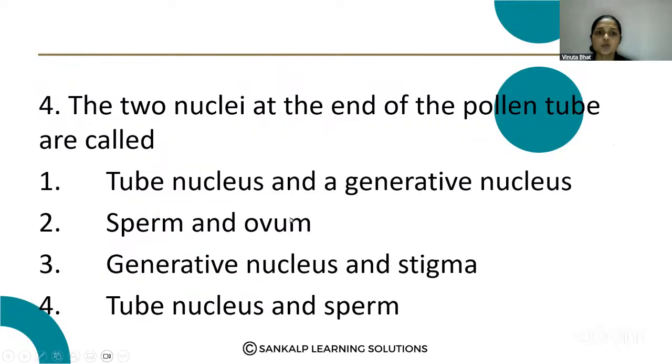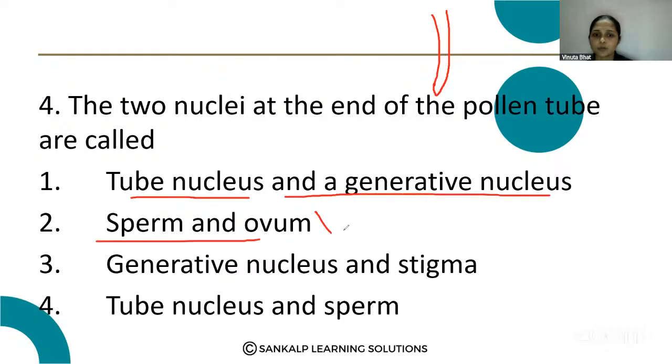Next question. The two nuclei at the end of the pollen tube are called tube nucleus and generative nucleus, sperm and ovum, generative nucleus and stigma, tube nucleus and the sperm. Here, two nuclei at the end of the pollen tube. The pollen tube is formed on the stigma, and at the end of the pollen tube are the tube nucleus and the generative nucleus.